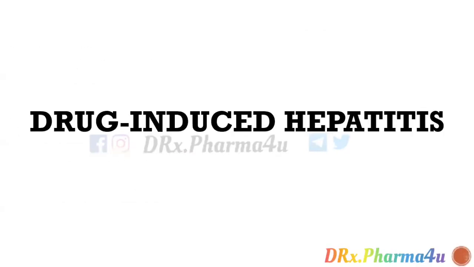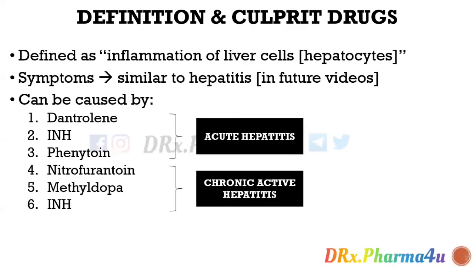Now we come to drug-induced hepatitis. So hepat means liver cells and itis means inflammation. So it is defined as inflammation of liver cells, also known as hepatocytes. The symptoms are similar to hepatitis, which will be discussed in future videos.